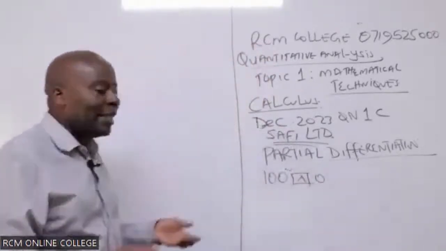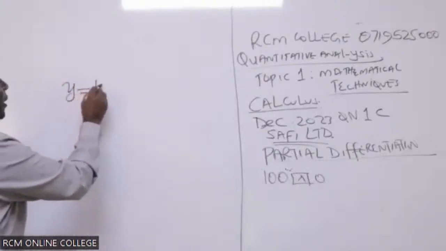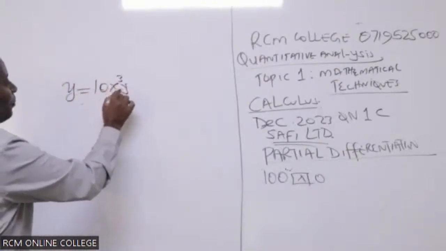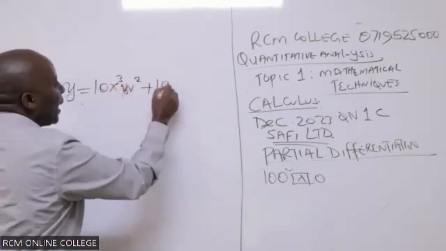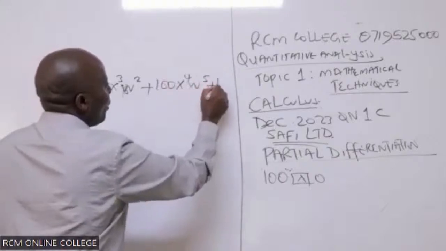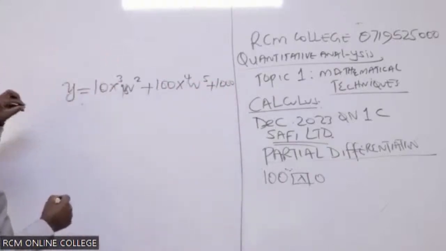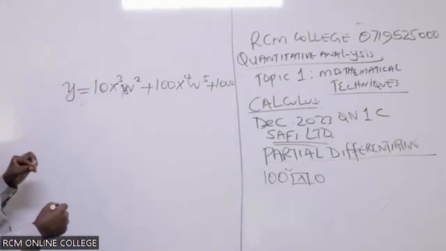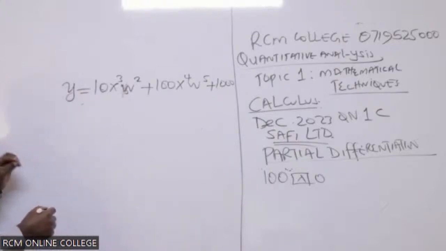If you have many independent variables, for example, you're given something like this: y equals 10x raised to power 3, w raised to power 2, plus 100 x raised to power 4, w raised to power 5, plus 1,000. So this one, I can only differentiate it partially. So how do I get to differentiate this partially?